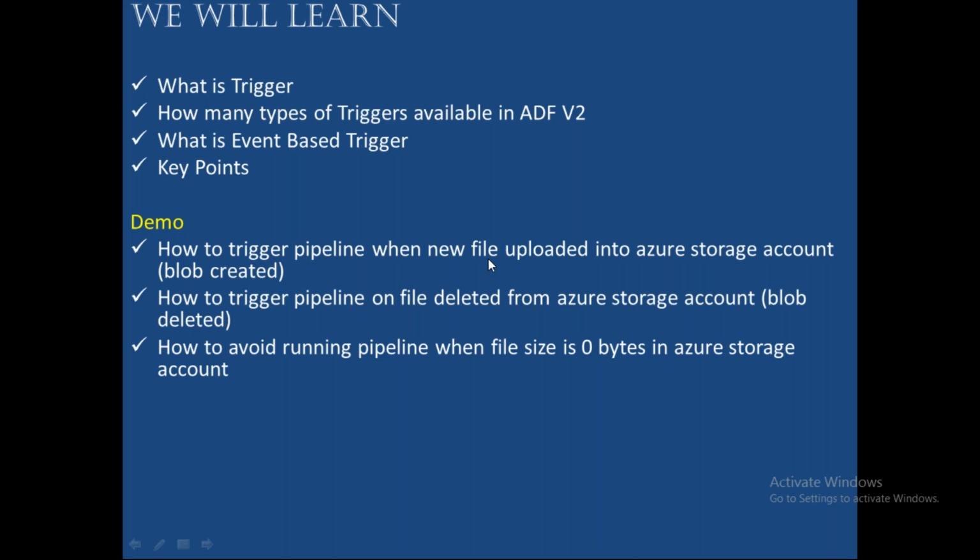So that's why I want to avoid it in such cases. In which case do I want to avoid it? I want to avoid running the pipeline when the file size is 0 bytes. So how can you replicate this particular issue? We are going to see this also as a demo.